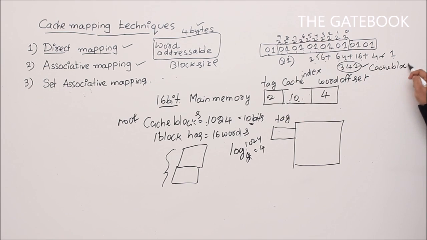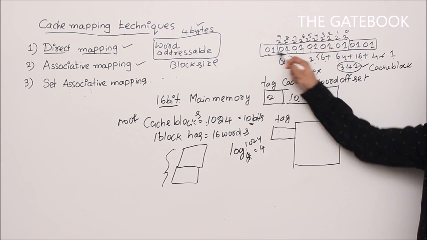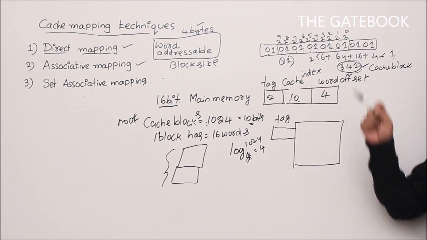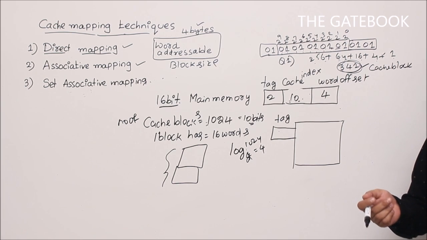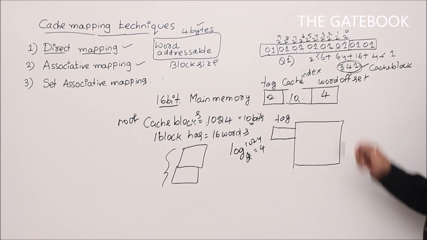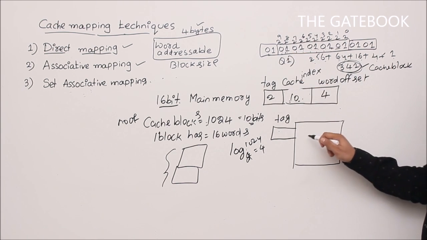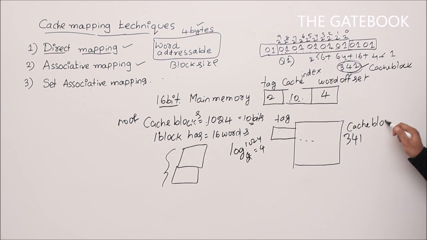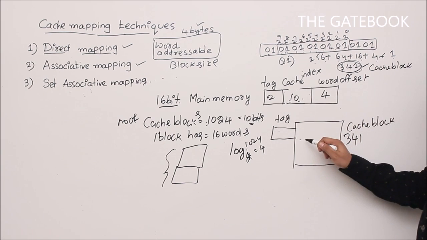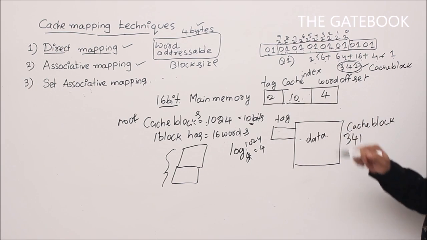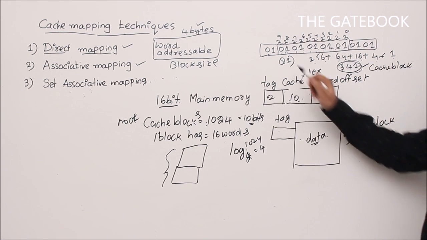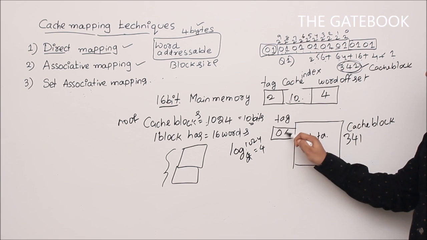So this main memory address word is going to the 341st cache block, where cache block numbers start from 0. Understand? Now if you really keep this data in cache block 341, then whatever data we get from memory, we keep here, and this 0, 1 tag we keep here.